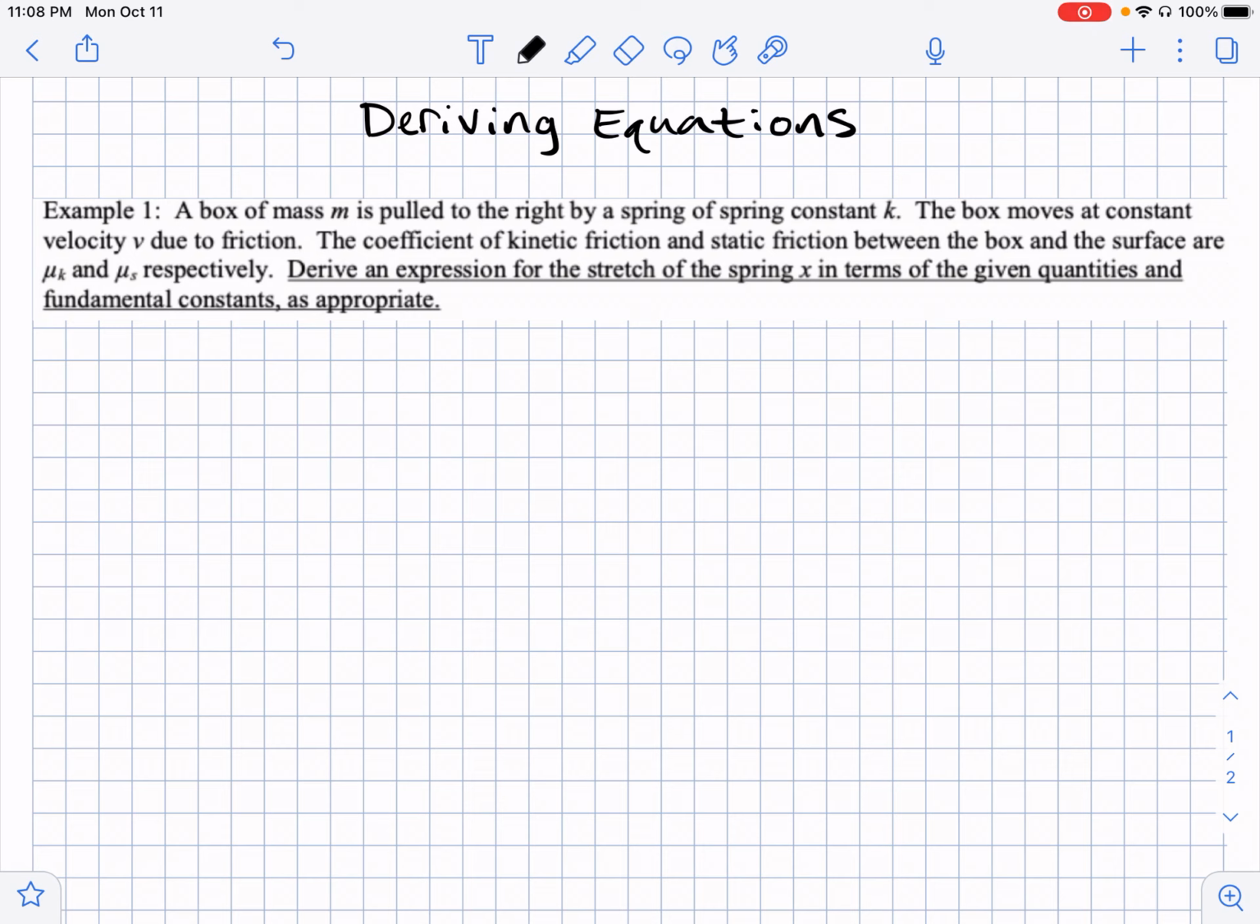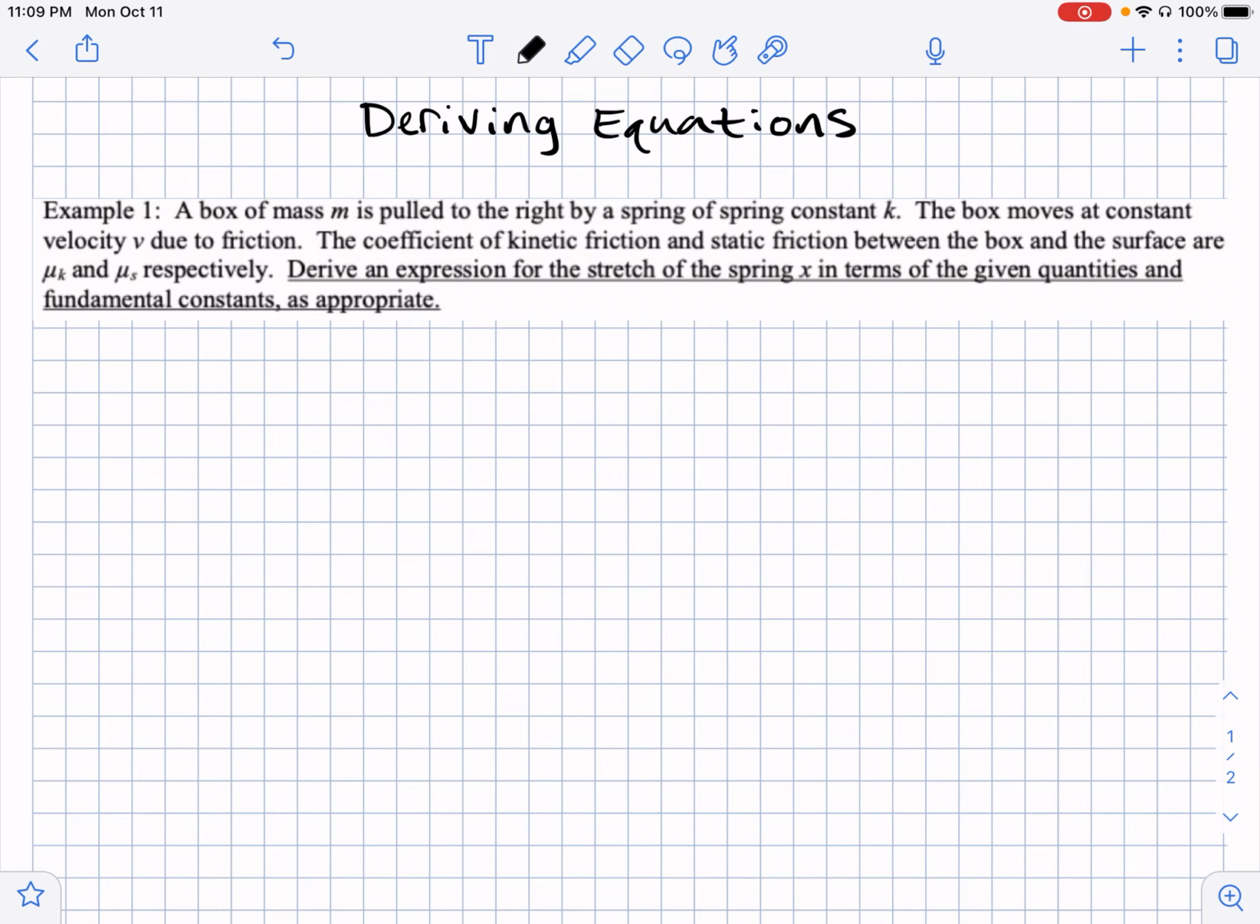For this first example, we have a box. It has a mass m. It's pulled to the right by a spring with a spring constant of k. The box moves at a constant velocity v due to friction, and the coefficients of kinetic friction and static friction on the box are mu k and mu s, respectively. We're asked to derive an expression for the stretch of the spring, x, in terms of the given quantities and fundamental constants as appropriate.